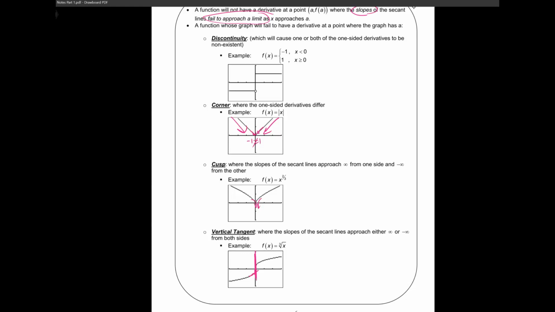I don't get it. I thought you just said that if they're approaching the same slope, they're different. So the first one, you literally have a discontinuity. If you have a jump, it won't be a nice smooth slope. So if it's any of these 4, it doesn't have a derivative. Those are the 4 I gave you on your practice quiz to choose from.